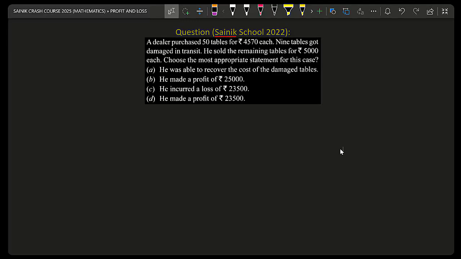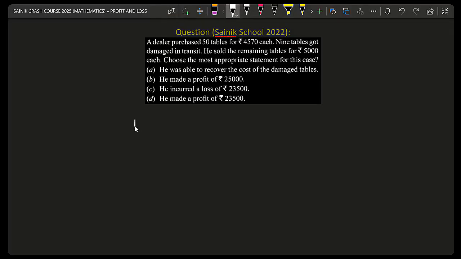Okay, first of all, let us try to find whether he got profit or he incurred loss. First of all, I want to find his total cost price. What is his total cost price? It is 4,570 for each table he purchased. I want the total cost he invested. What is total cost price?